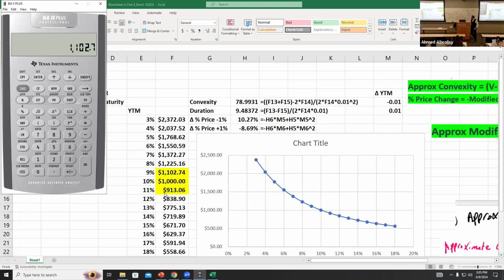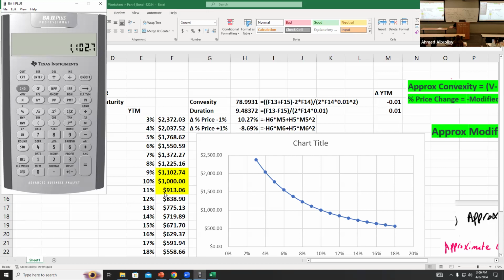So this is our calculation. Our calculation said if the interest rate drops by 1%, the delta change in the price is 1%, and you're going to get a gain of 10.27. This is the start point. So how much do we calculate the gain? We said $1,000 times 1.1027. So this will be our anticipated price. But what was the actual price? 1102.74. You got that? Right? Okay.